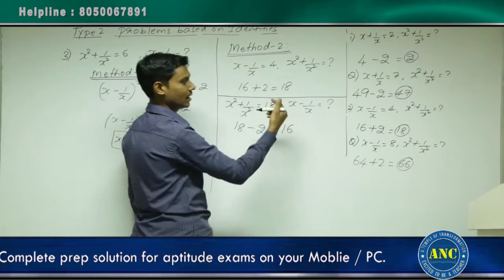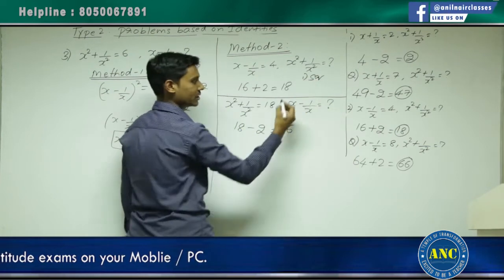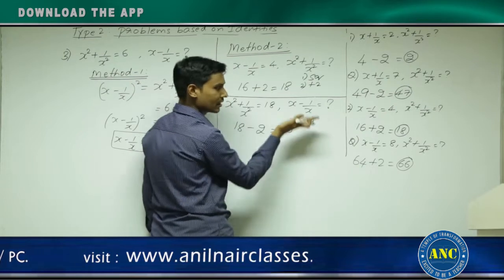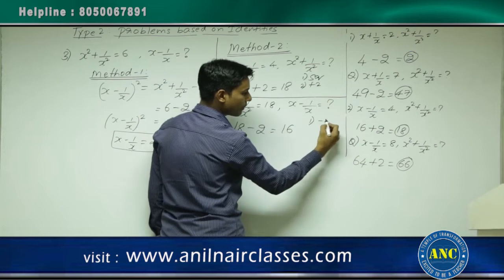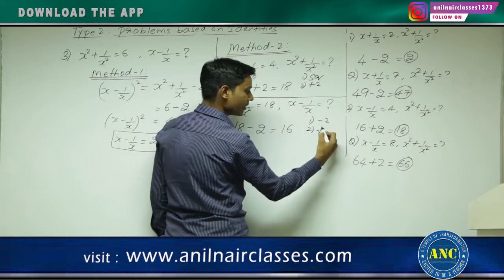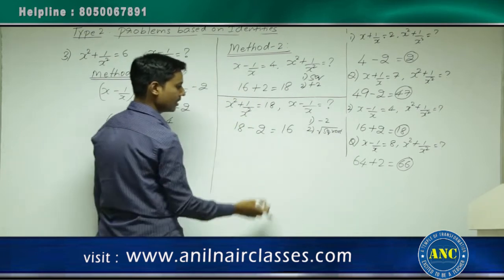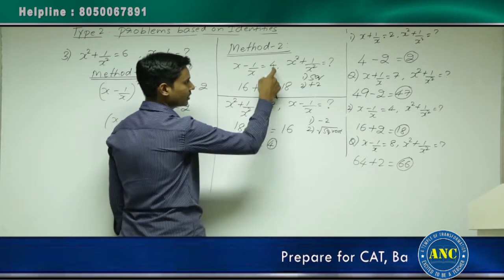Earlier we were squaring. What is the process here? First we will square, then we will add 2. Here it is reverse. The second step will become the first step. Instead of adding 2, subtract 2. Then, instead of squaring, the reverse of squaring is the square root. That means you take the square root of 16. Square root of 16 is 4. That is what is here also, right?